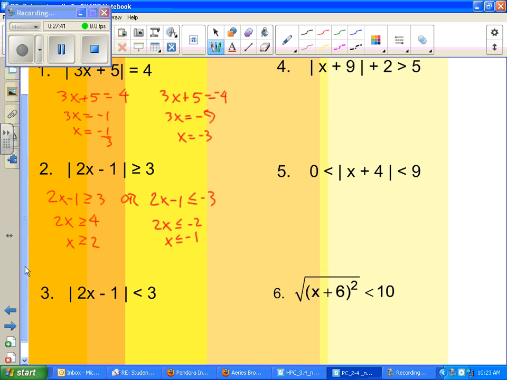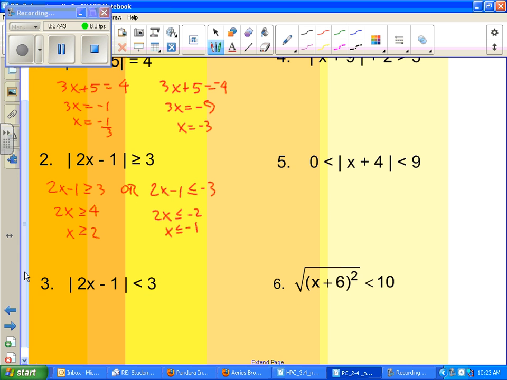And then we're going to put it as an interval, which means from negative infinity to negative 1. And then I include negative 1, so I'm going to use a bracket. And then I'm going to union that with 2, include the 2, and go to positive infinity.